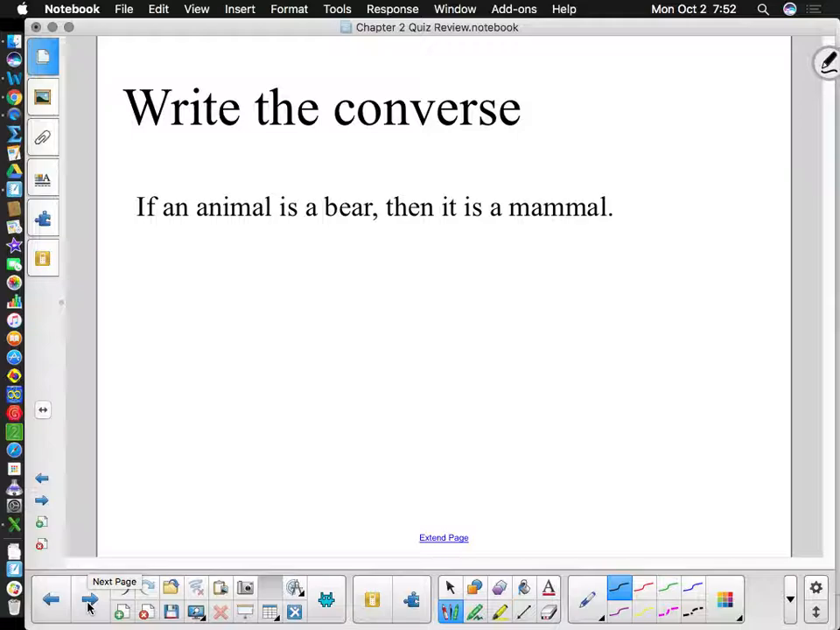Write the converse. Now remember, converse has nothing to do with shoes. Right? Not in this context. What does the converse do? Flips it. So what do we start with in a converse? Okay, but what's still my first word? If. If what? If it's a mammal, or if an animal is a mammal, which almost kind of rhymes.